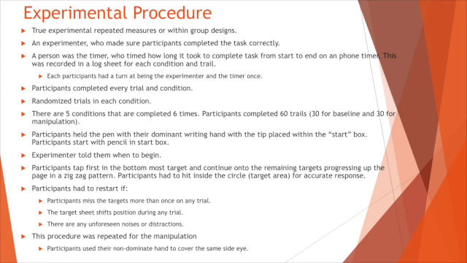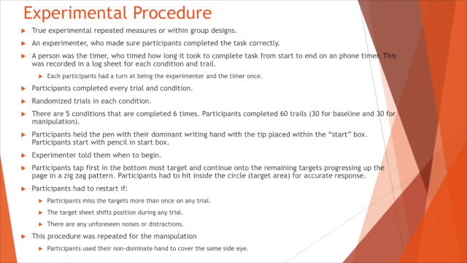The target sheet, which corresponds to the level of difficulty in the trial as stated by the randomizer, was placed in front of the participant and secured with sticky tape to ensure no movement and inadvertent distractions for the participants. The target sheet was placed with the start box facing the participant at the bottom of the page, and the participants were instructed to hold a pen with their dominant writing hand with the tip placed within the start box.